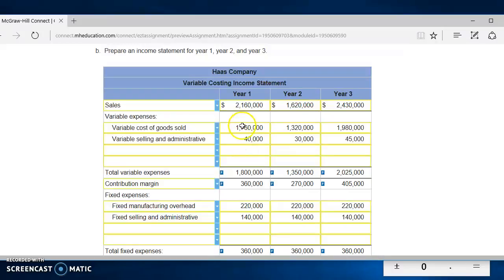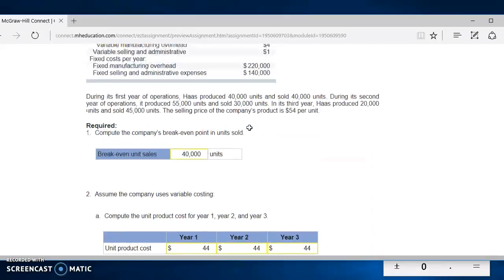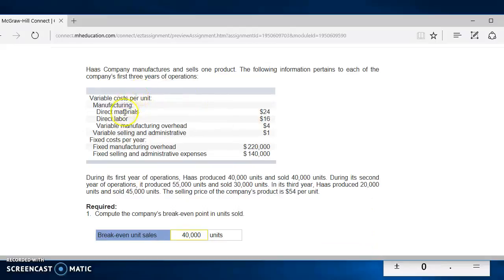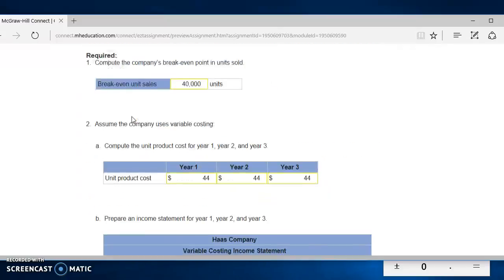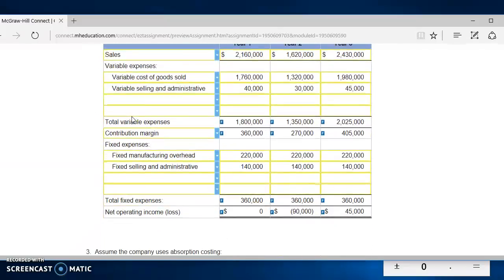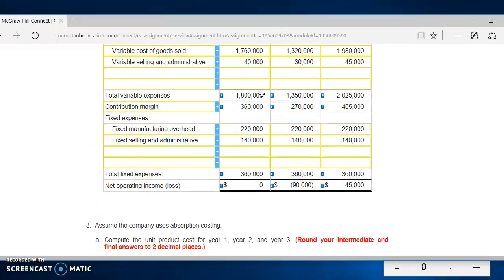Your variable expenses, you're always going to do your variable cost of goods sold first. So your cost of goods sold is going to be, if you look up here, your variable cost per unit first. So go ahead and do your direct labor and your direct materials first for each, and that's going to be the unit cost times the number of units that you sold. And then go ahead and multiply your variable selling and administrative costs per unit. So you have your total variable expenses.